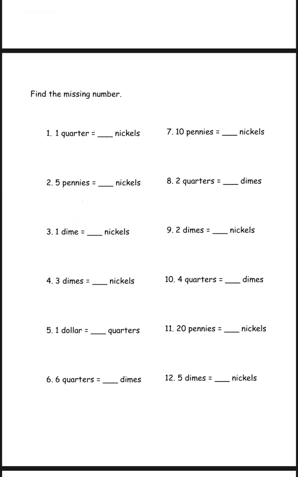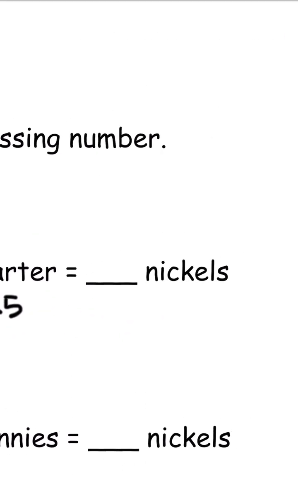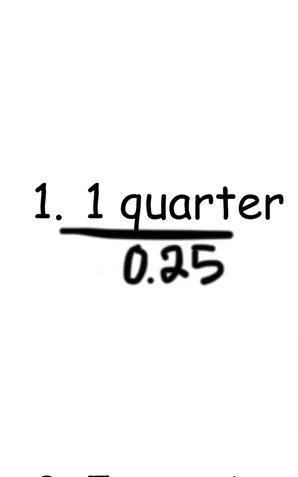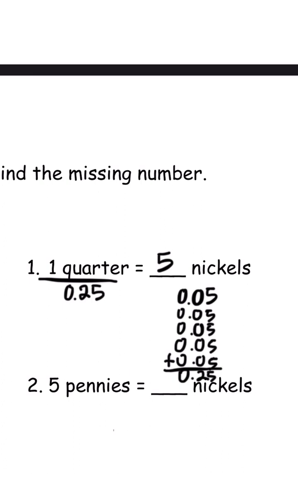So for this page, we need to find the missing number. Let's look at number 1. So for number 1, we have 1/4 blank equals to blank nickels. So 1/4 is going to be 25 cents, so 0.25. And nickels is going to be 5 cents, which is going to be 0.05. So if we add 5 of them, 0.05, we're going to get 0.25, which is equal to 1/4. So 5 of nickels is going to equal 1/4, so we need to write 5 nickels. So 1/4 equals to 5 nickels.